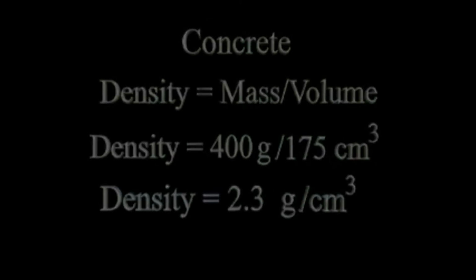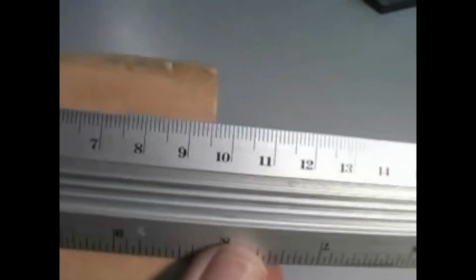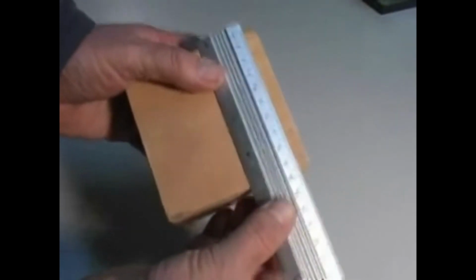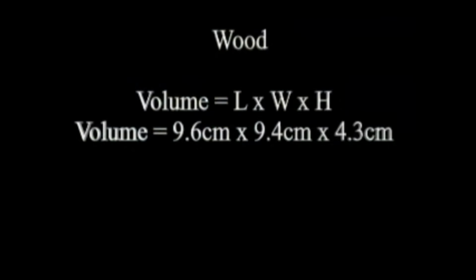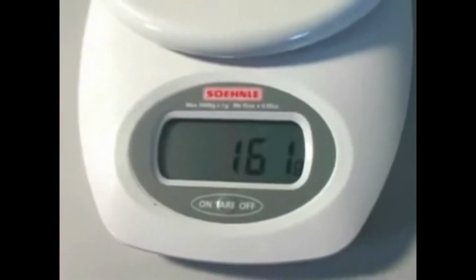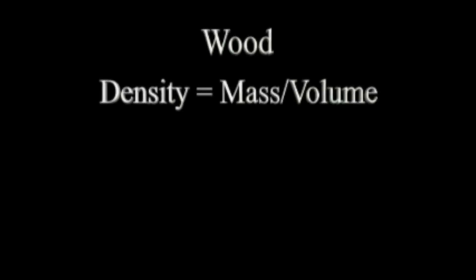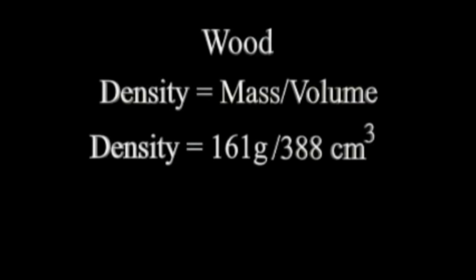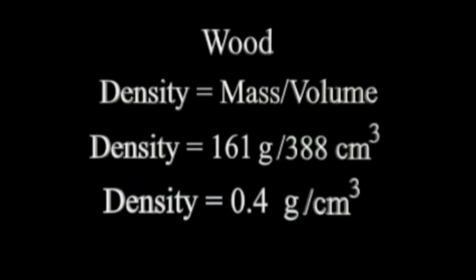We will calculate the density of our wood block using the same method. Measure length, width, and height. Then multiply to determine the volume. This wood block has a volume of 388 cubic centimeters. The digital scale tells us this block has a mass of 161 grams. Inserting the numbers into the density formula, we determine that this wood block has a density of 0.4 grams per cubic centimeter. I rounded the results to 1 decimal place.